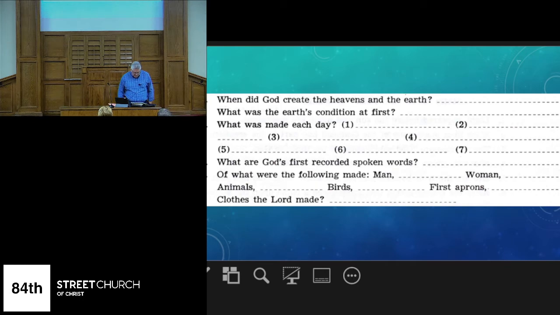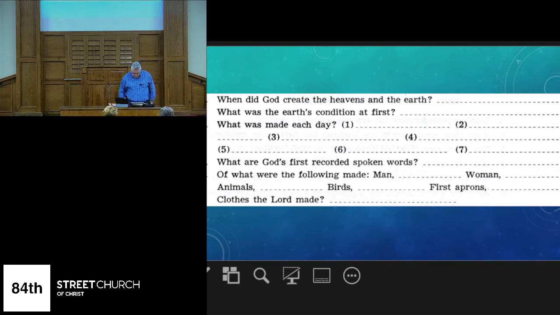Animals. I got this one wrong when I first filled this out. What are animals made of? Yeah, made out of the ground. Okay, maybe that's dust, maybe it's not dust. It was interesting to me that it was a little bit different. Same way with birds.